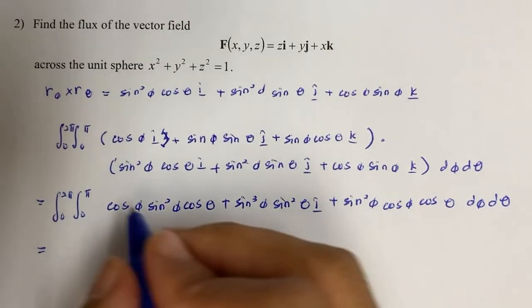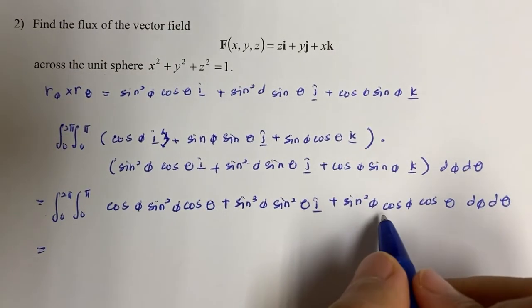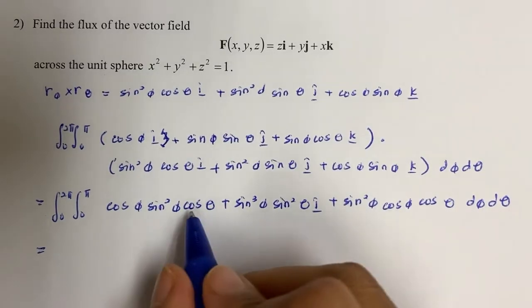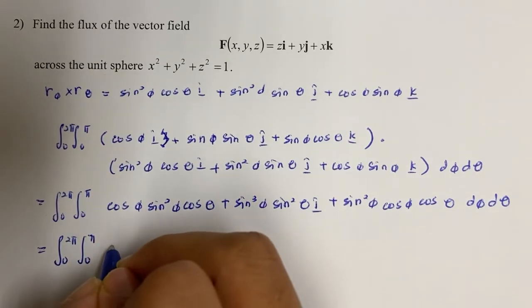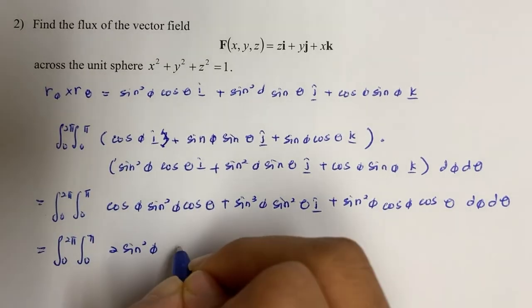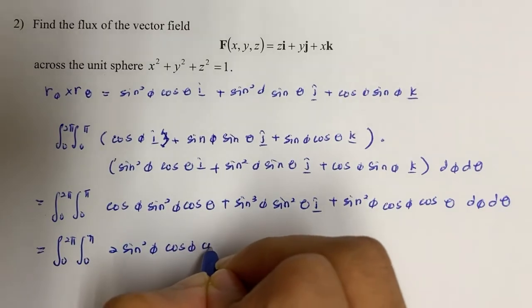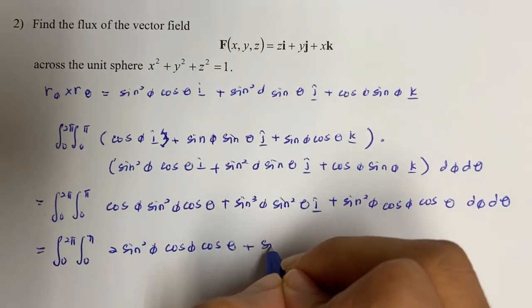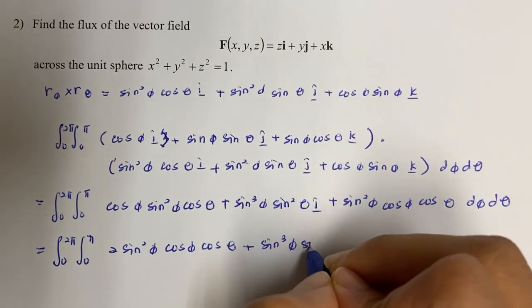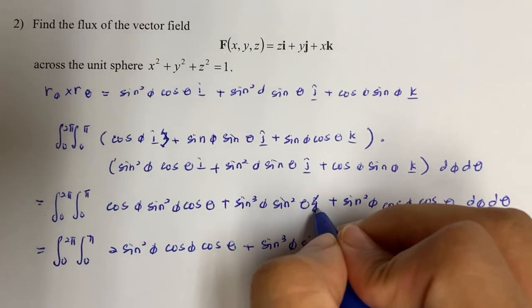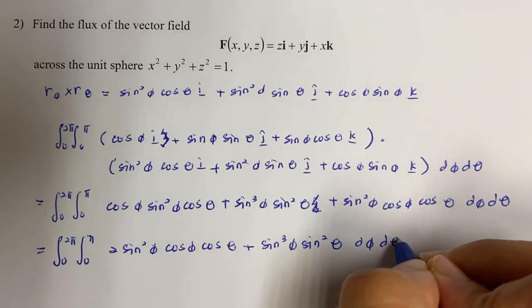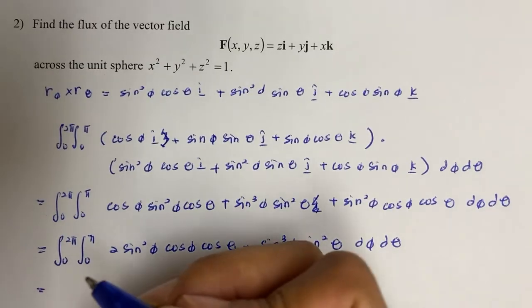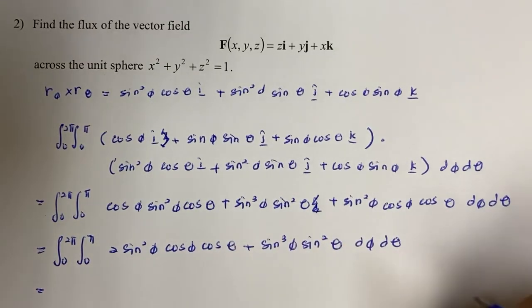So we have cos phi sin square phi cos theta, and we have 2 of it. So from 0 to pi, 2 sin square phi cos theta plus sin cube phi sin square theta, d phi d theta. There is no j. And you can slowly solve for the double integration and check your answer with mine.